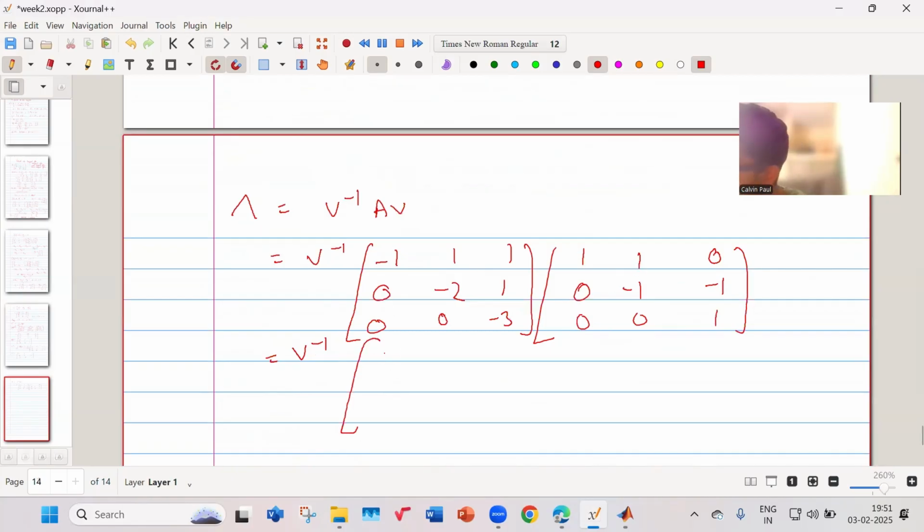So if you cross multiply, this will become minus 1. Here, if you do minus 1 into 1 plus 1, minus 1, so minus 2, right? Over here, it comes out to be minus 2 again. Here it is actually minus 1 and minus 1, so minus 2. And in this case, it is minus 1 plus 1, so 0.